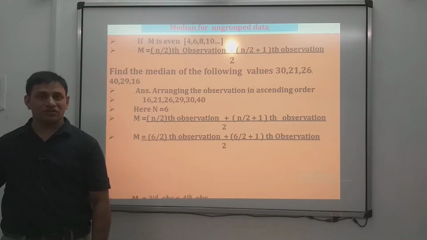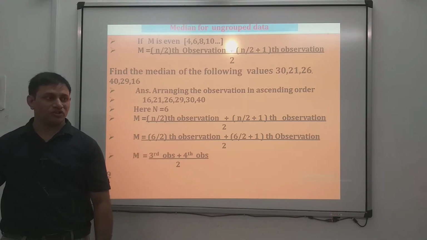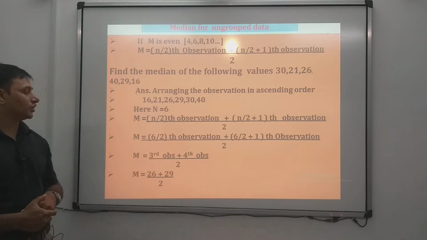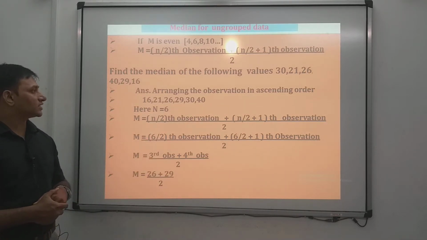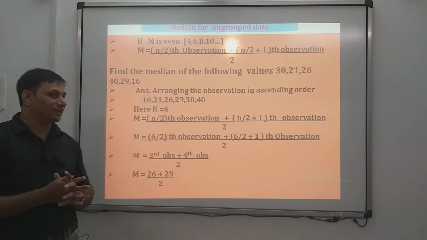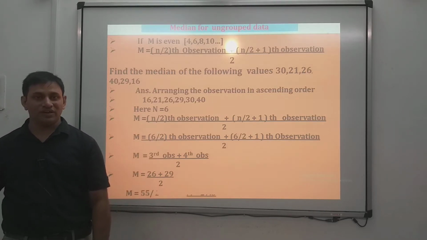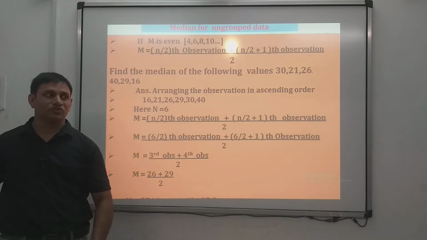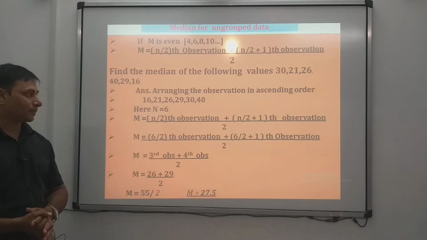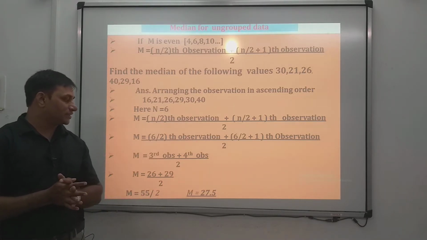That is the third observation and the fourth observation. Third and fourth observation you need to see in the ascending order, that is 26 and 29. Now add this 26 and 29, you got 55 divided by 2. 55 divided by 2 is 27.5. Students, 27.5 is the median.